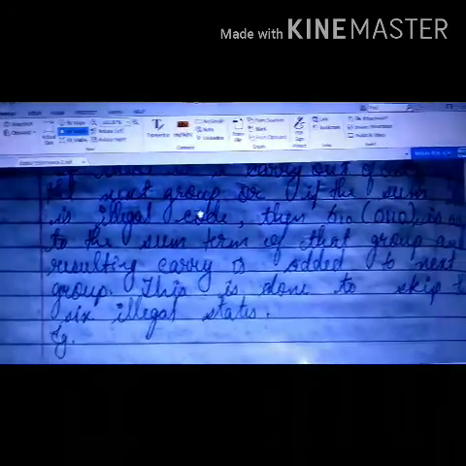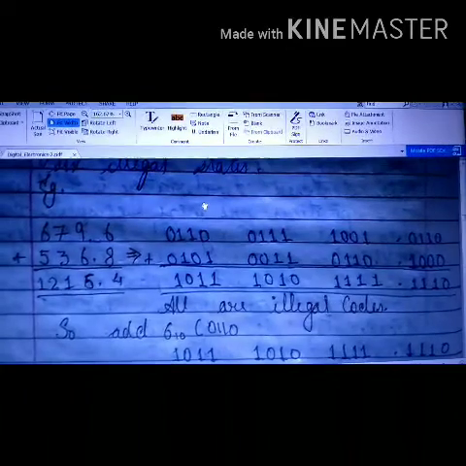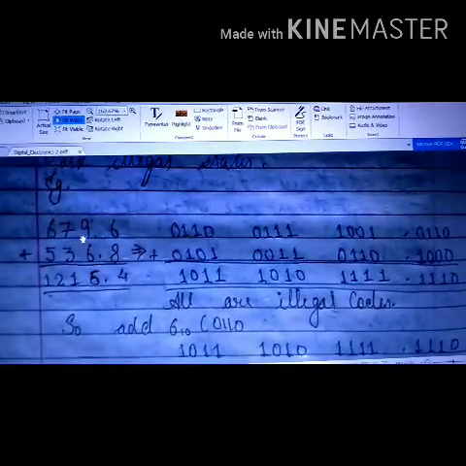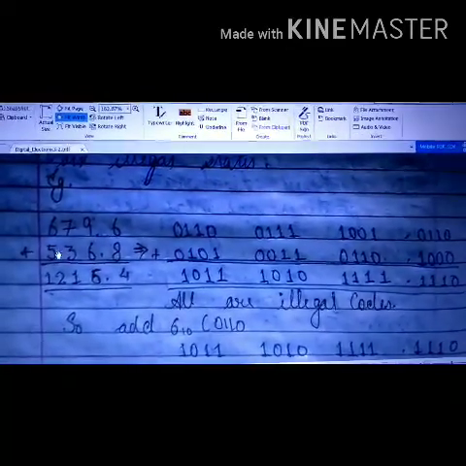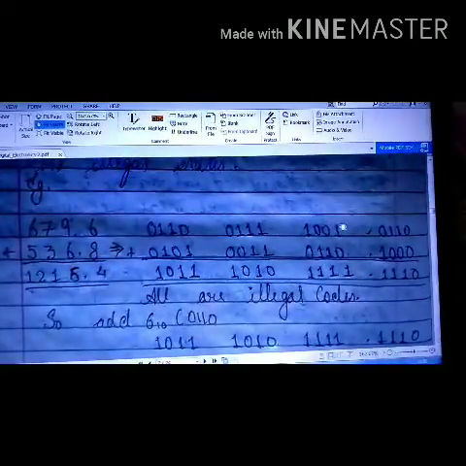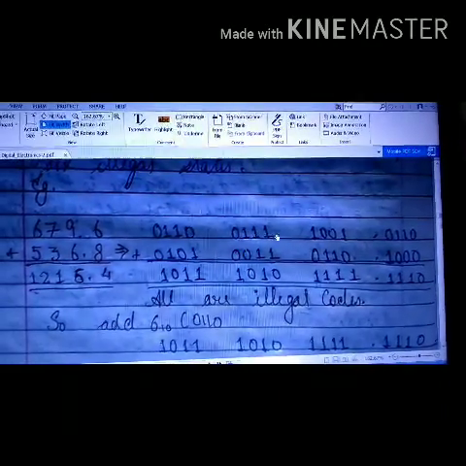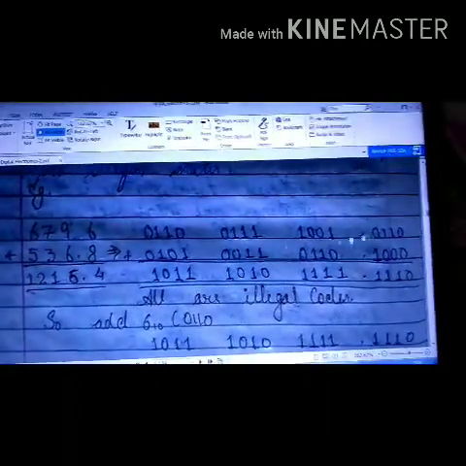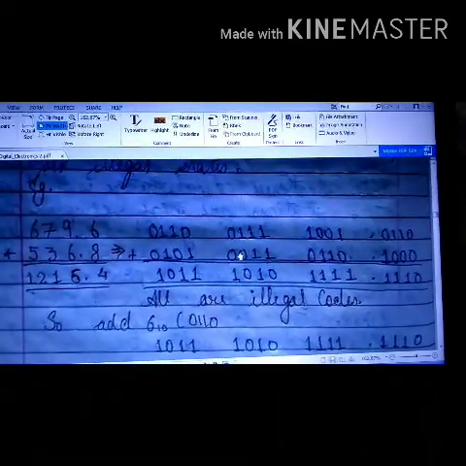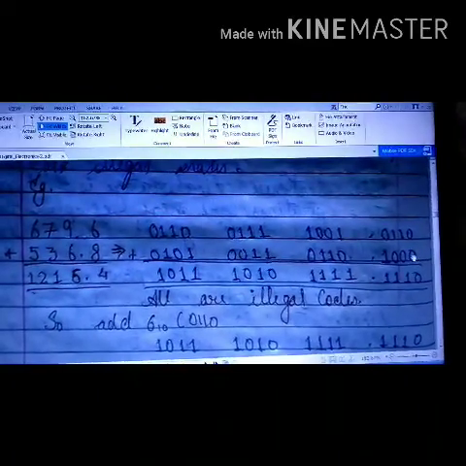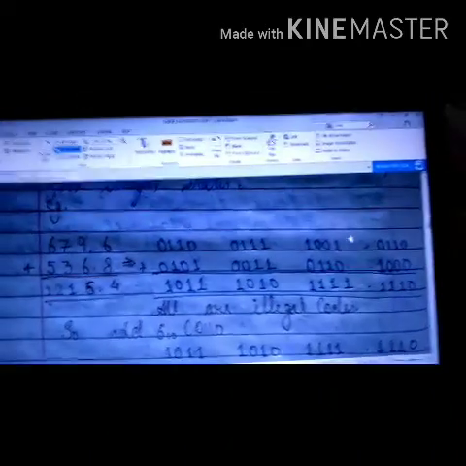Okay, let us look at an example, it will be more clear. Suppose we are adding the numbers 679.6 plus 536.8. So first of all, individual bits will be represented. This is how BCD is represented. This is for 679.6, then 536.8, and now we have to add these numbers.